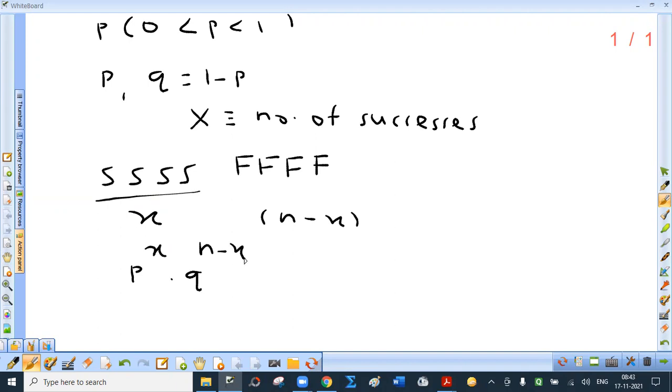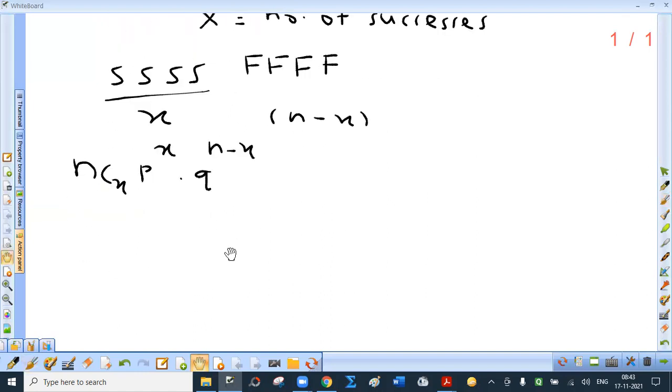Now the next part is important. The number of possible orders of X successes and n minus X failures in independent trials is nCx. See, it is not necessary that the first X trials should result in success and then the remaining n minus X trials in failures. We do not know the exact order, and that is why the answer is not just p raised to X into q raised to n minus X, but you have to multiply it by nCx.